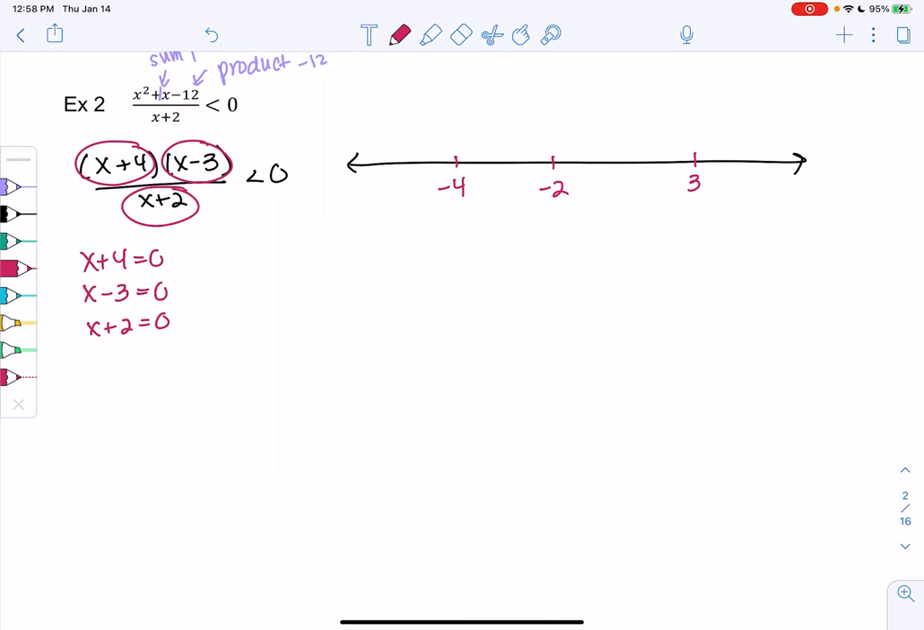So we have 4 intervals this time. Our first one is negative infinity to negative 4, then we have negative 4 to negative 2, negative 2 to 3, and 3 to infinity. So we're going to have to test 4 times. And in this example, since we're doing a less than, that means we want the negative intervals.